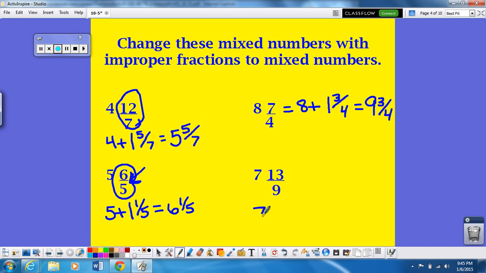7 and 9/13 would be 7 plus 9 goes into 13 one time with 4 left over. And your denominator is 9. 7 plus 1 is 8. And 4 9ths. So we know that 7 and 13/9 is really 8 and 4 9ths, because remember, in an improper fraction there is a whole number. We have to pull that whole number out. Okay, so I wanted us just to practice a little bit on how to change these over into the mixed number that it needs to be.